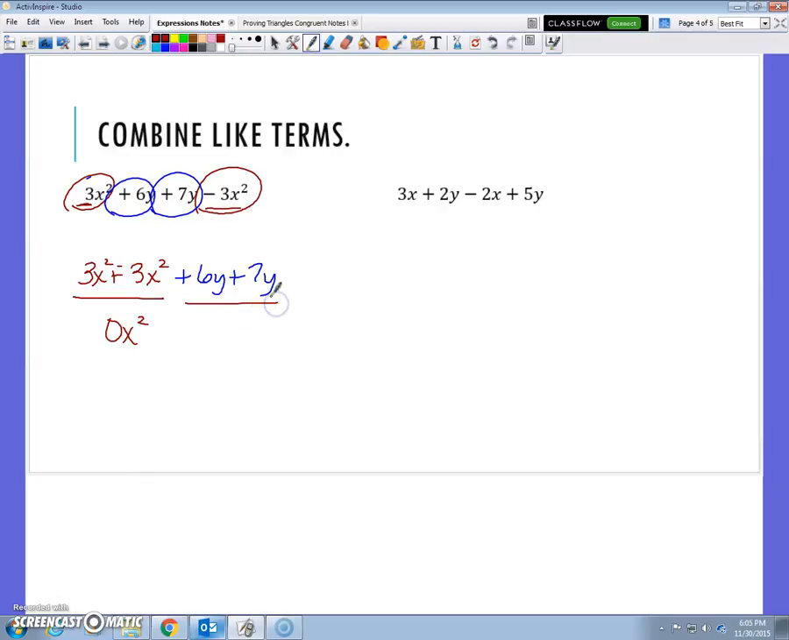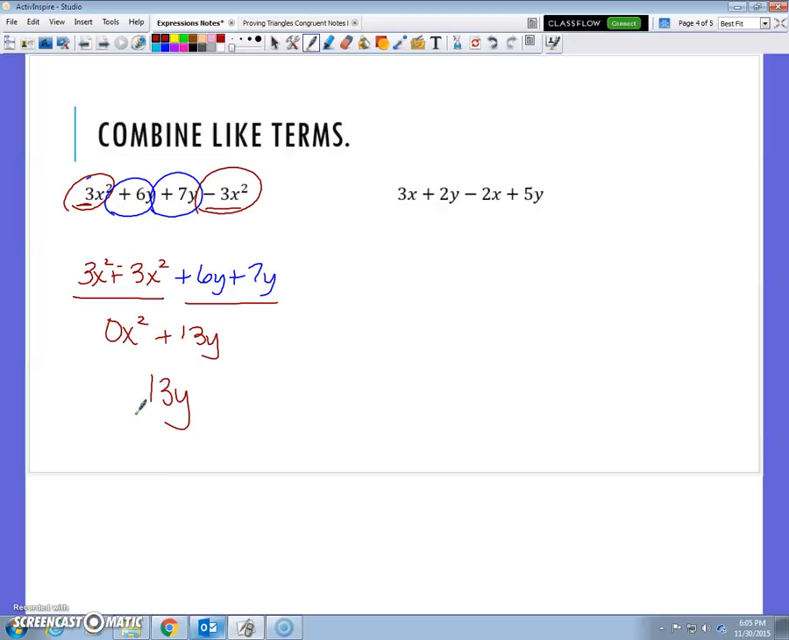And also I want to put together these guys over here. Positive 6y and positive 7y makes positive 13y. This is almost perfect, except I don't need to write 0x squared. 0 times anything is still 0, and 0 plus 13y is still 13y. So my actual answer is just going to be one term, 13y.